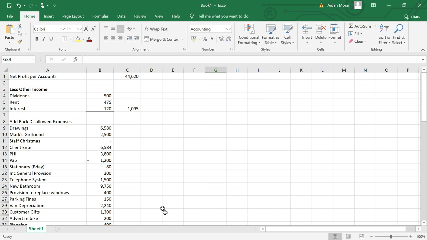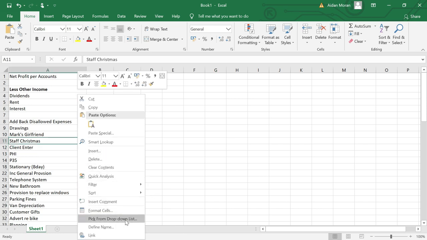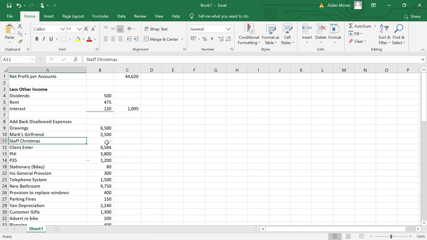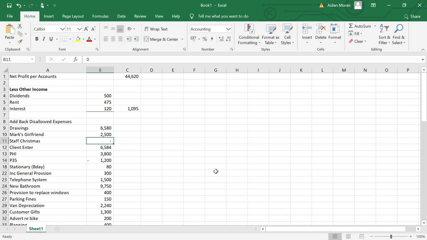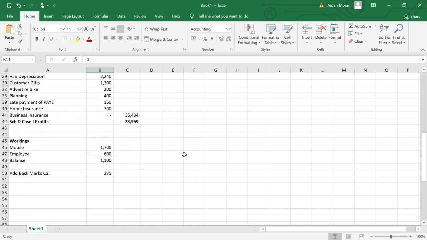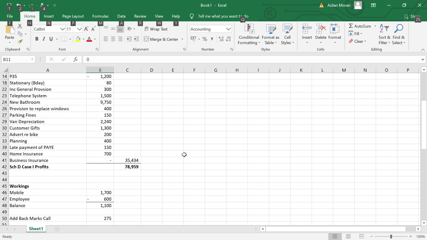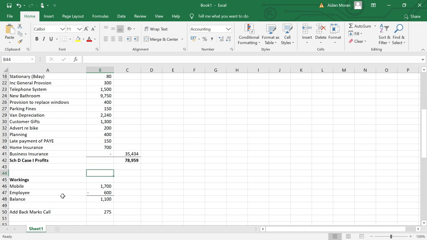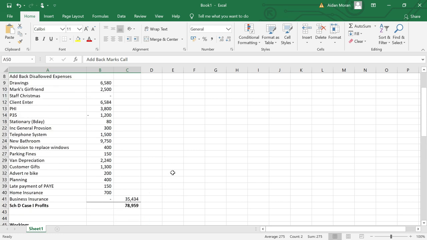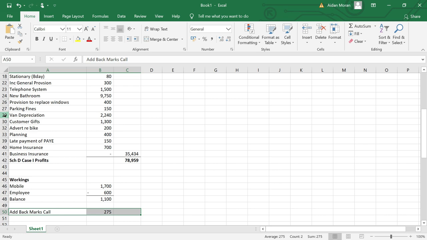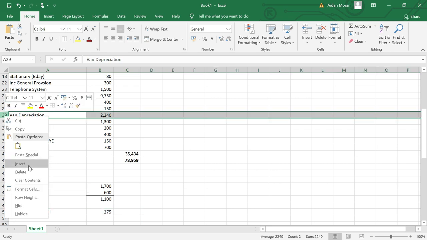All we're asked to do is to keep looking and asking ourselves, is the cost incurred wholly and exclusively for the purpose of the business? Actually, one thing I don't think I did, I'll look into the solution in one moment, but for his calls add back, I just don't see the 275 being added back, so I'm just going to pop it in.